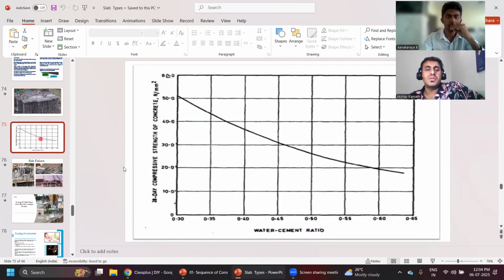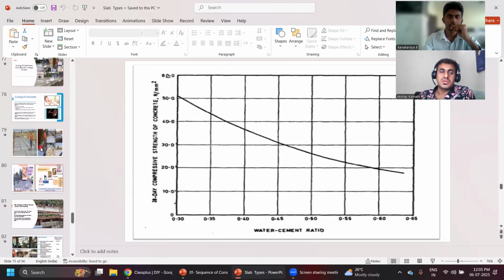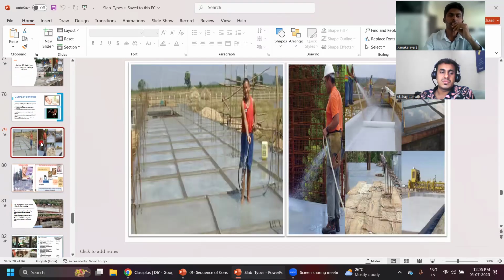Okay, explain this graph to me. What is the meaning of this graph? Sir, this graph states that if we add more water, the strength will be reduced, sir. Stiffer concrete gives more strength than lean, loose concrete. In stiffer concrete, what will be the problem then? Sir, workability reduces. It will cause problems to the laborers.